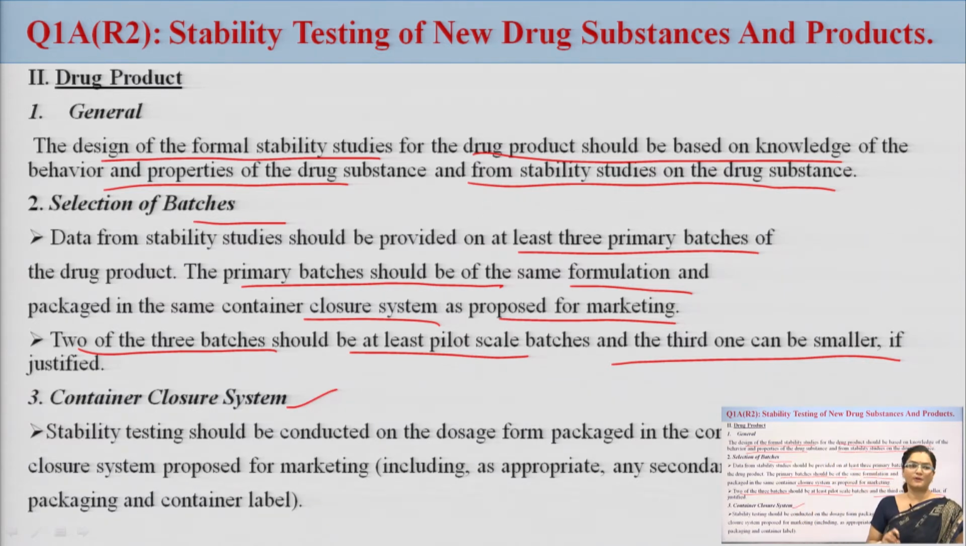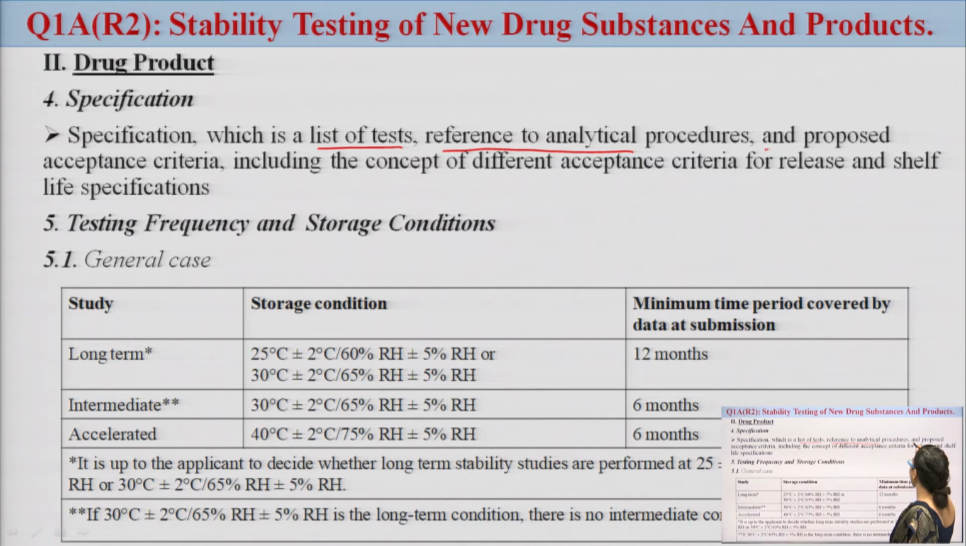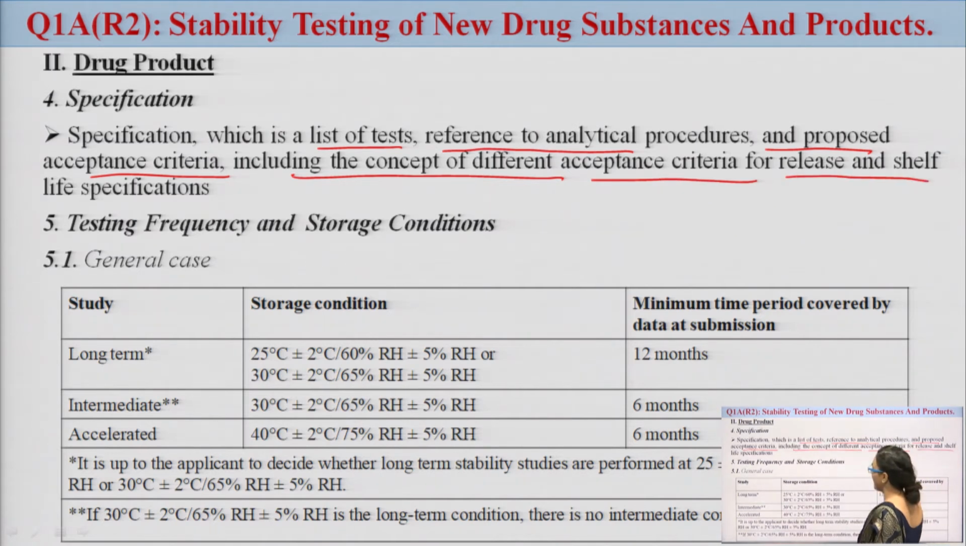So stability testing should be conducted on the dosage form packaged in the container closure system proposed for marketing. Next is specification. So specification is a list of tests, references to analytical procedures and proposed acceptance criteria, including the concept of different acceptance criteria for release and shelf life specification.